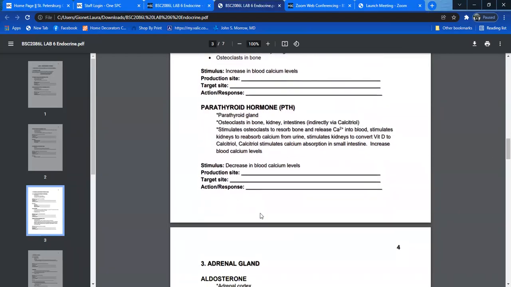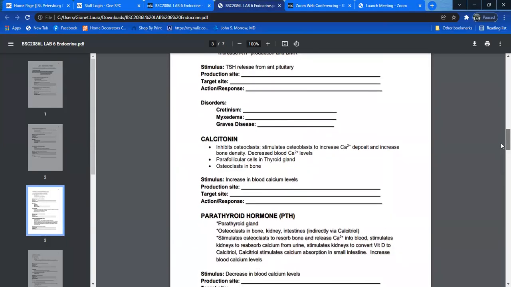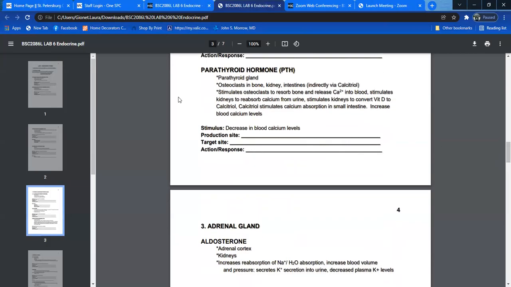Parathyroid hormone: the stimulus is the decrease in blood calcium levels. The production site is the parathyroid gland. The target site, well, it has multiple sites, because it's always more complicated to raise one of these substances in blood, if we're not taking enough from our diet, than it is to just get rid of our excesses, as in the case of how calcitonin is going to function.